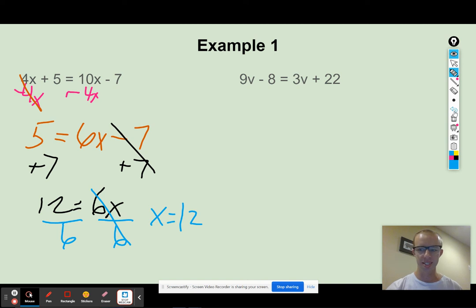12 divided by 6 is, oh my goodness, I'm being laggy.